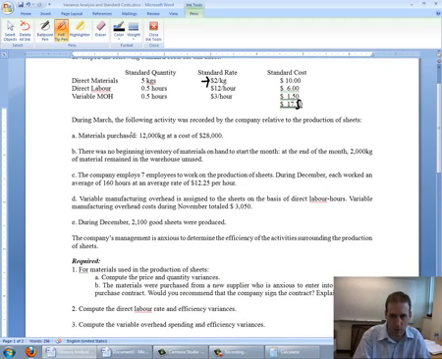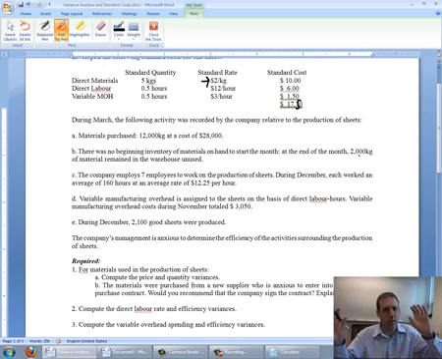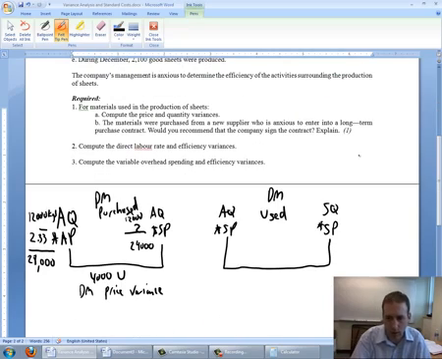Well, let's see. Materials purchased 12,000 kilograms at a cost of $28,000. There was no beginning inventory of materials on hand to start the month. At the end of the month, 2,000 kilograms of materials remained in the warehouse unused. So I started the month with 0. I purchased 12,000. I end the month with 2,000 kilograms. How many kilograms did I use? Well, if I bought 12,000 and got 2,000 left over, I must have used 10,000 kilograms.